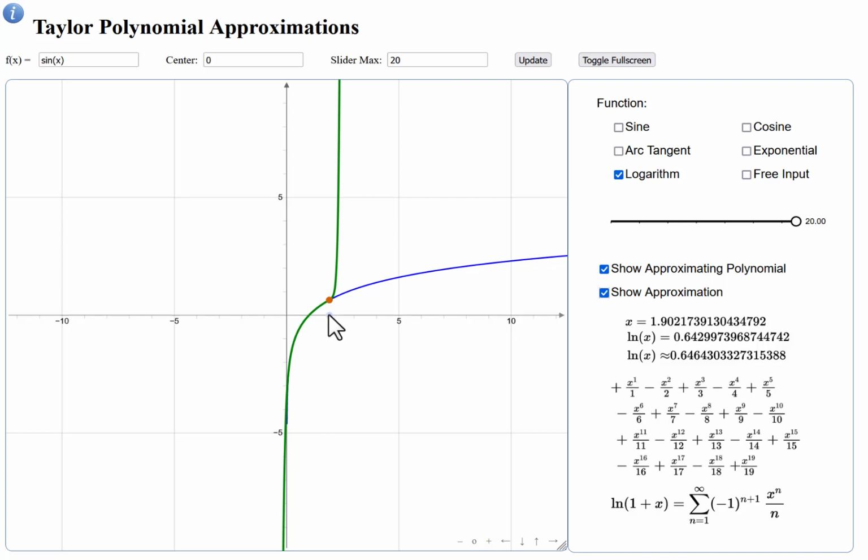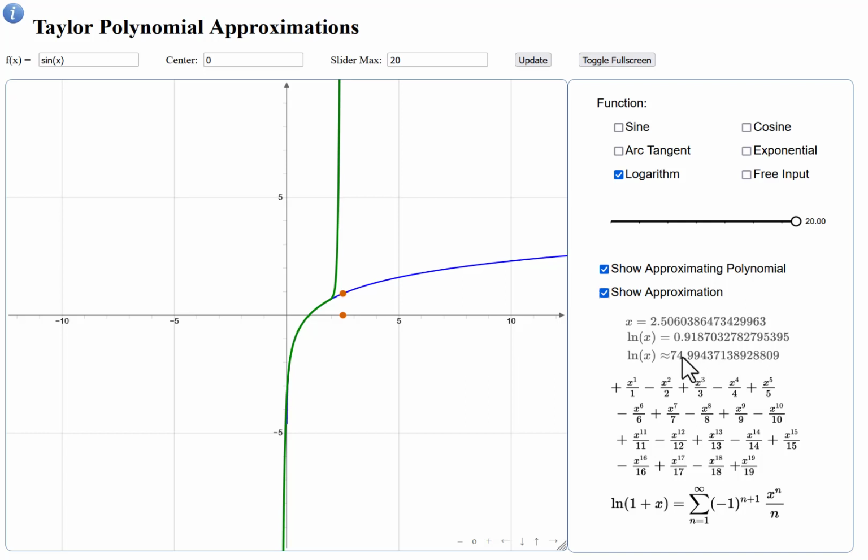If I go outside of the interval of convergence, it diverges quite rapidly. So you can see that the approximation at 2.5, the actual natural log function is 0.918. The approximation here is 75. So it gets pretty bad outside of that range from 0 to 2.